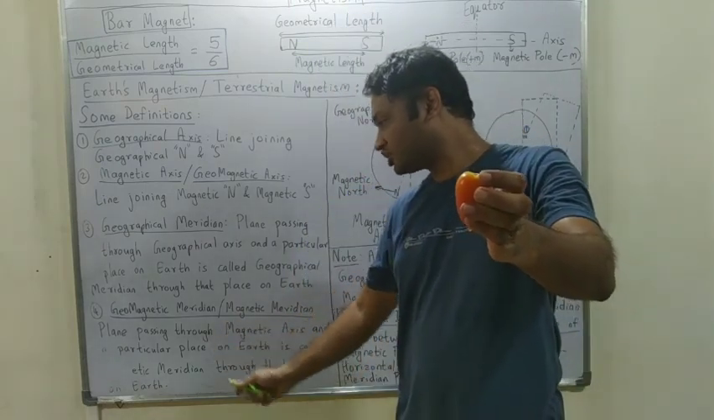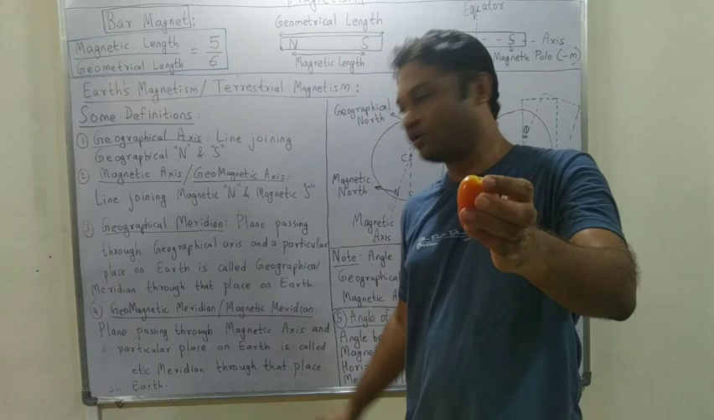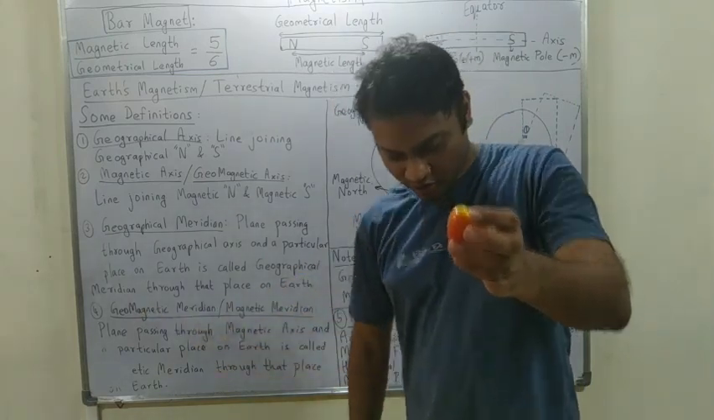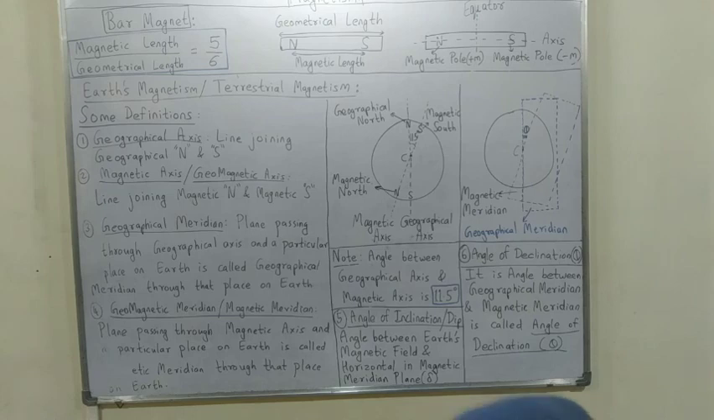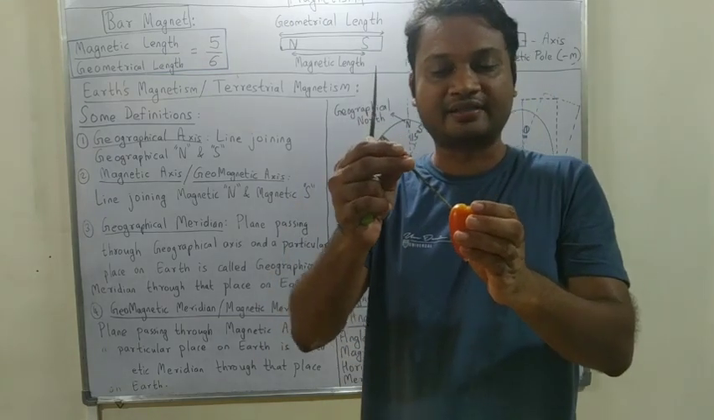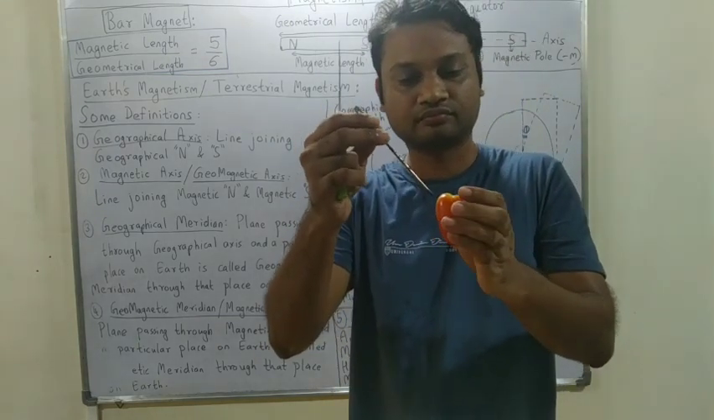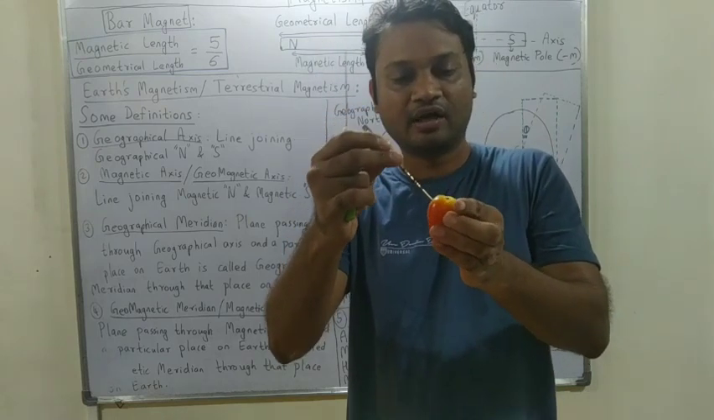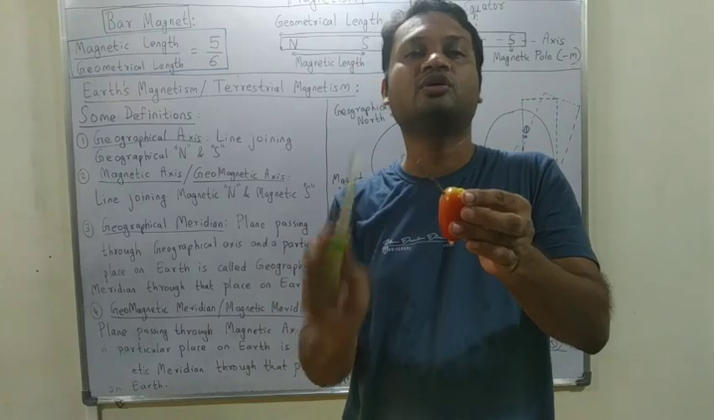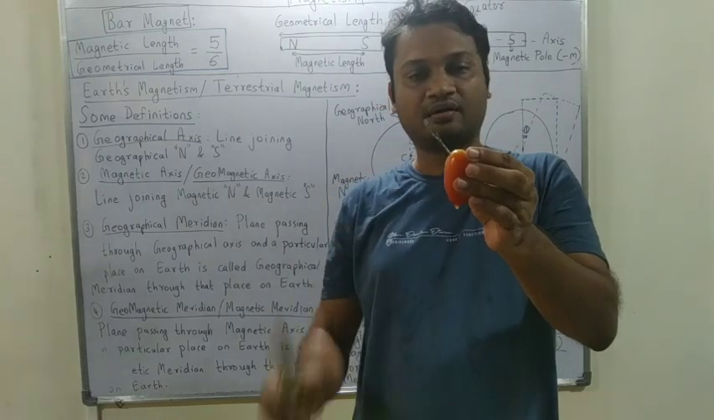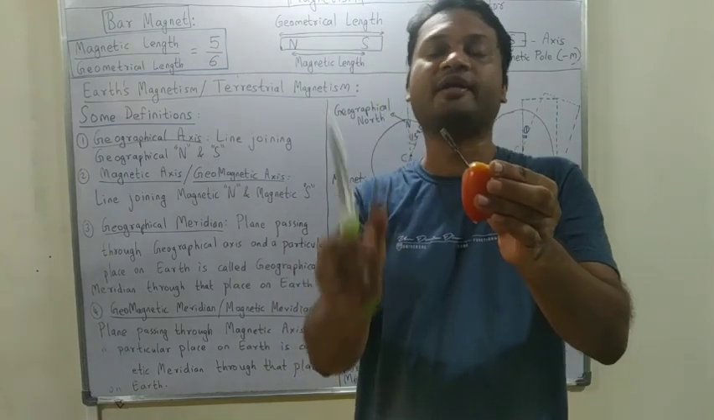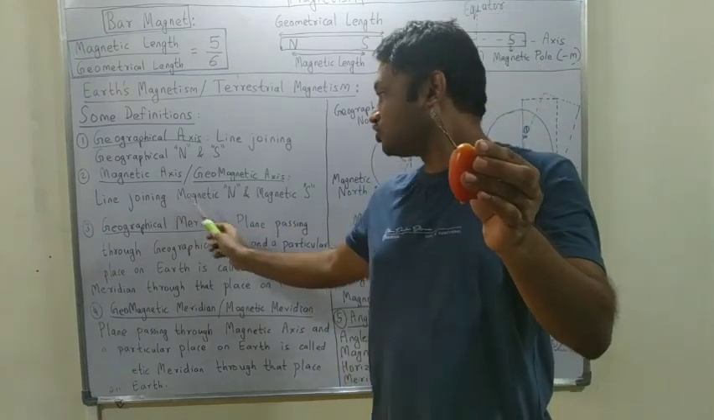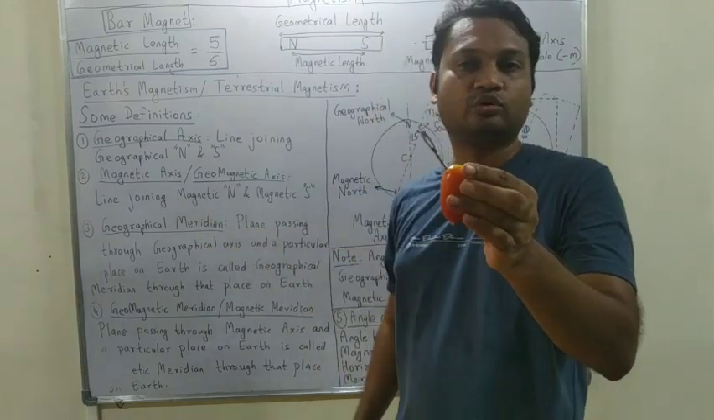We have this new definition, which is magnetic meridian. Magnetic meridian of earth, or geomagnetic meridian. If you remember, we had another axis, which was this one, and that other axis was the magnetic axis. Magnetic axis means what? Line joining magnetic north and magnetic south.